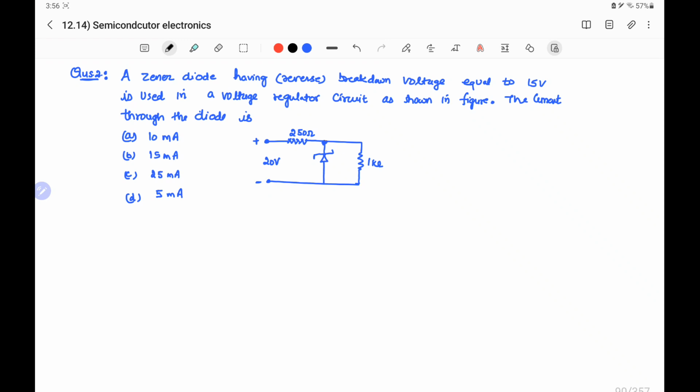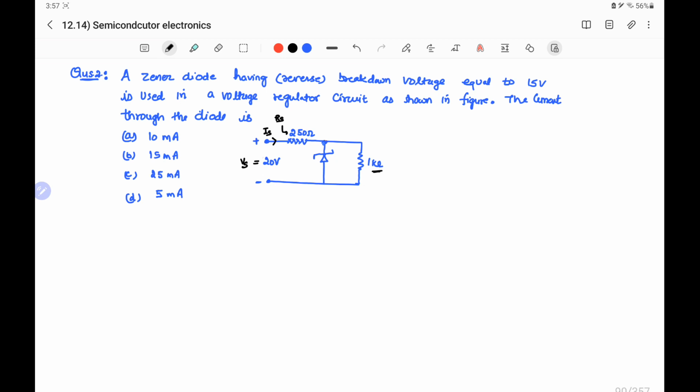The given circuit is a voltage regulator circuit in which the Zener diode is under the breakdown reverse bias mode. So voltage across the Zener diode is constant, which is equal to 15 volt, and because 1 kilo ohm is in parallel with the Zener diode, the voltage across the 1 kilo ohm is also 15 volt. Here it is given that this 20 volt is the source voltage and this 250 ohm is the source resistance, and the current through the source is, suppose, Is.